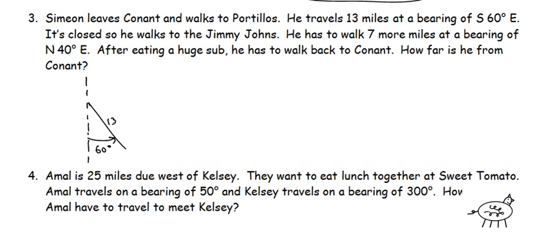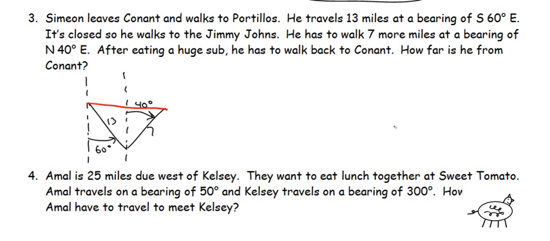So he walks to Jimmy John's. He has to walk 7 more miles at a bearing of north, so here's our new bearing line. And he's walking 7 more miles, and this is north 40 degrees east. Okay, and that's 7 miles. And it says after eating a huge sub, he has to walk back to Conan. How far is he from Conan? So this is the deal. We're looking for this value right here. We're looking for the red line.